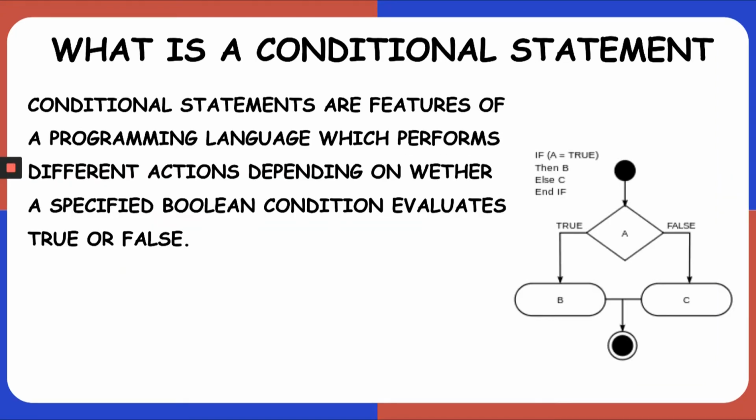So first of all, what's a conditional statement? A conditional statement is a feature of computer programming which performs different actions depending on whether a specified Boolean condition evaluates true or false. In this diagram, we can see there is a condition A, and if that condition A is met, it will return true, and if it is not met, it will return false. When true is returned, it will run the B function, and when false is returned, it will run the C function.